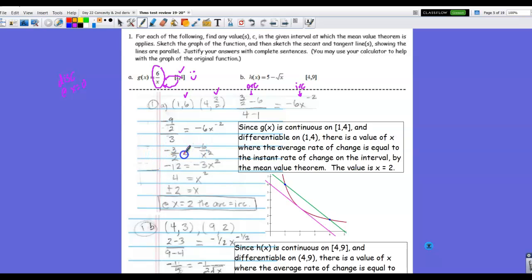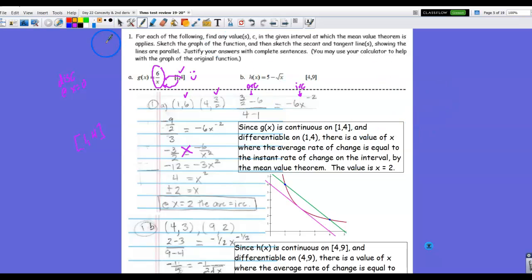I'm going to cross multiply right here, and I get negative 3x squared is equal to negative 12, and you follow the algebra. Now I do get plus or minus 2, however the interval, remember, is from 1 to 4, and negative 2 is not on that interval. So even though the derivative is equal to negative 3 halves at that value of x, I'm not going to report it since it's not on the closed interval.